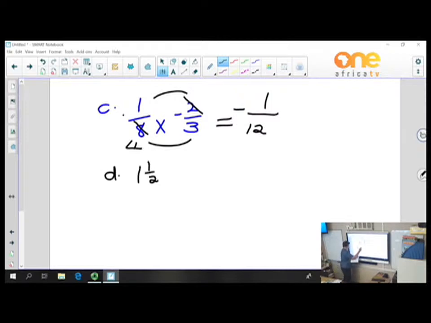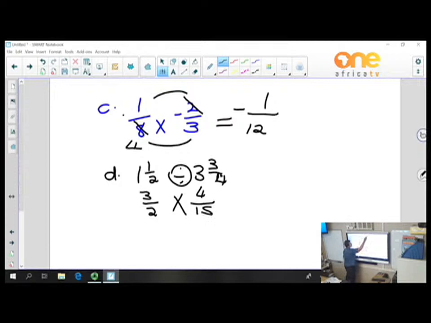1.5 divide by 3 3/4. So, like the above one, you're going to change it to improper fractions. So it's 2 plus 1, which is 3 over 2. And this is then 12 plus 3, which is 15. But because we divide, we reciprocate it, isn't it? So it is 4 over 15. Now we can cancel easily. So the 3 divides into the 15 5 times, and the 2 in the 4 twice. And the answer is then 2 over 5.